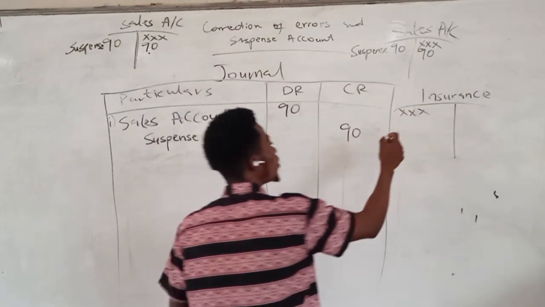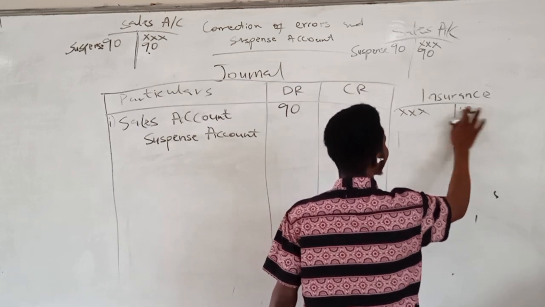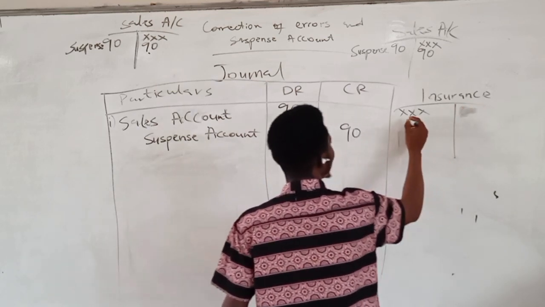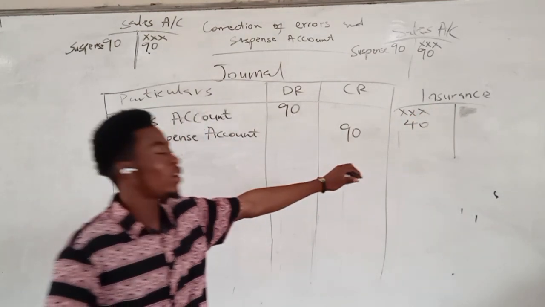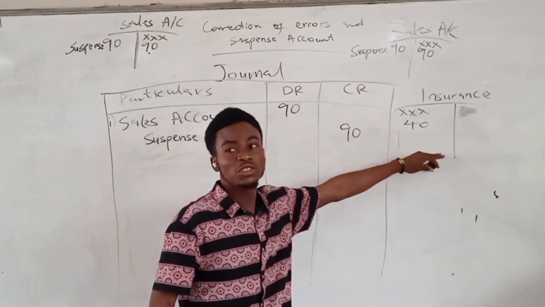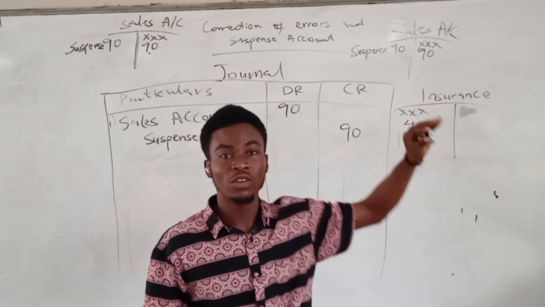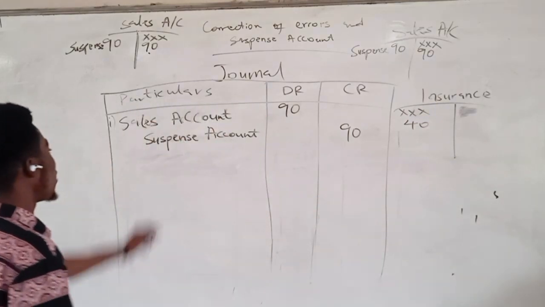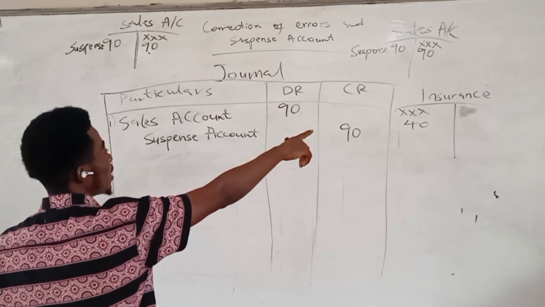So what do you do? You have to go to the other side. You have to add it. You have to add it to it. That's 40. So you correct the error because insurance is undercast. So you have to add it back to correct the error. Now when you go to the general, first you know that insurance is at the debit side.